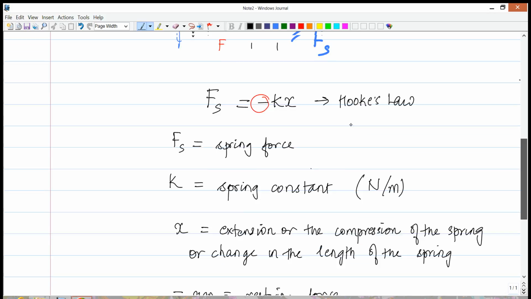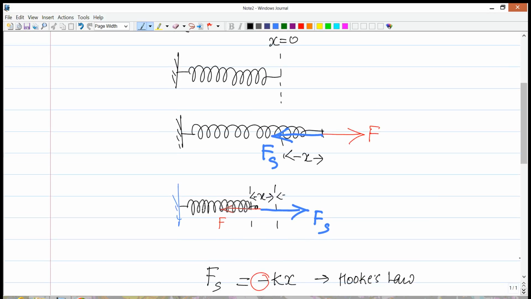And we looked at these two pictures to realize that in the first picture, when X is positive, Fs ends up being negative, and that gives us the direction of Fs to the left. And in the third picture, when X is negative, it gives us minus K times a negative number, which ends up being a positive value, and that gives us the correct direction for this force also.